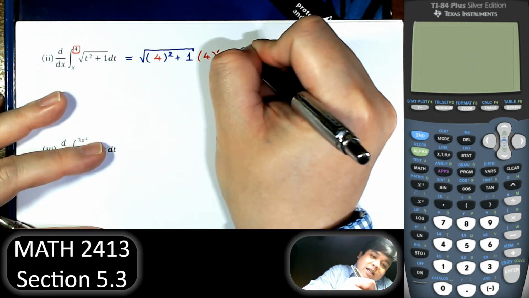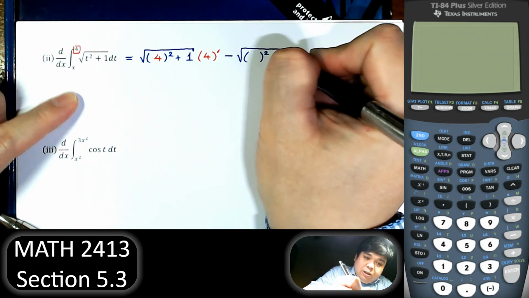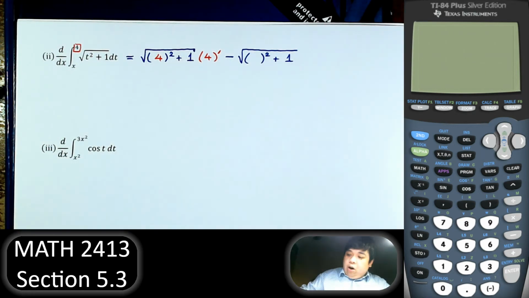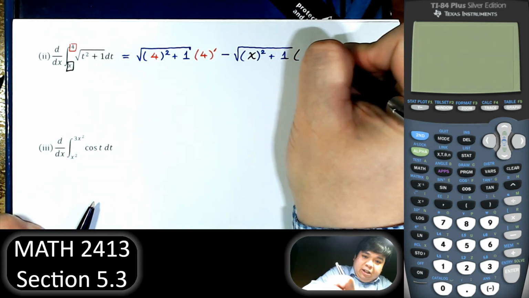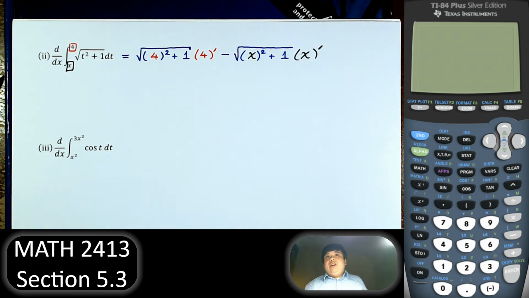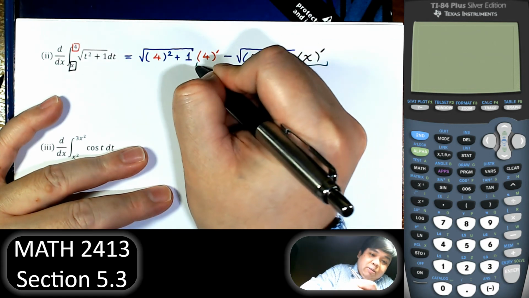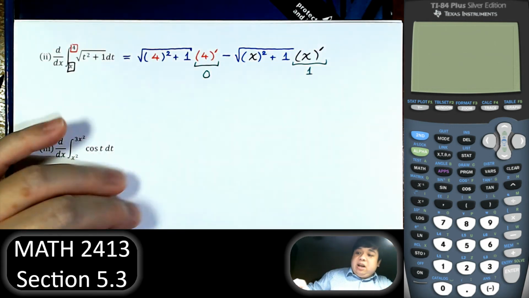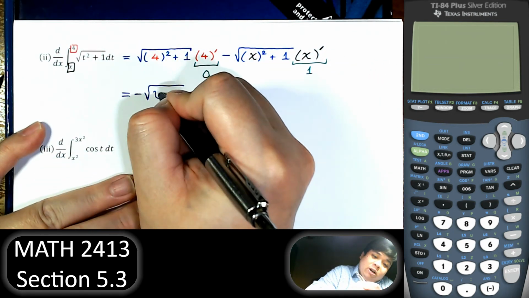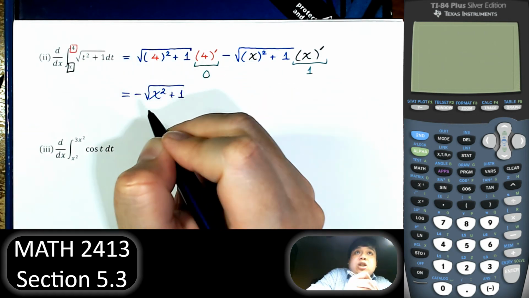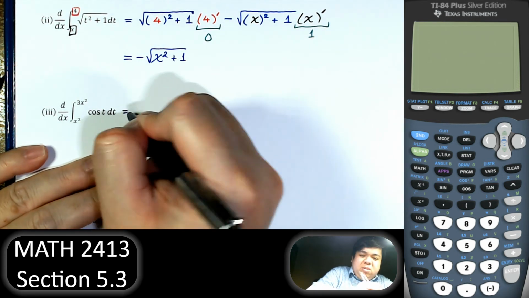Then subtract, same thing, but instead of t, replace it by the limit. This time it is x, and then we multiply by the derivative of it. Simple enough, right? Notice that the derivative of x is going to be 1. The derivative of a constant is equal to 0, so we don't have anything there. So the answer is just negative square root of x squared plus 1. Simple enough, right? And it's pretty much just that.